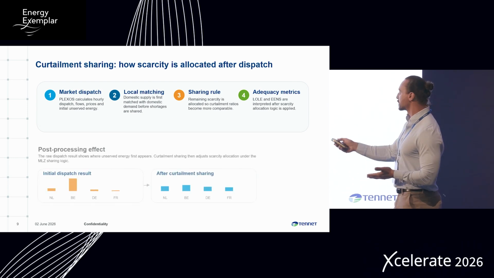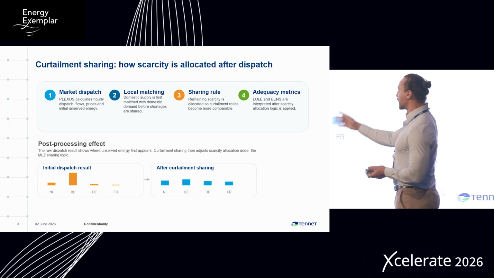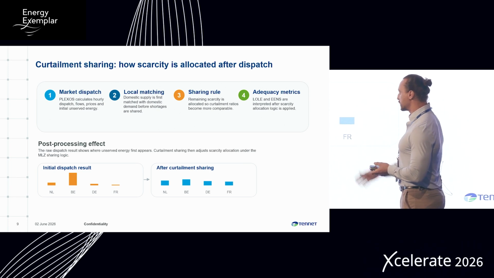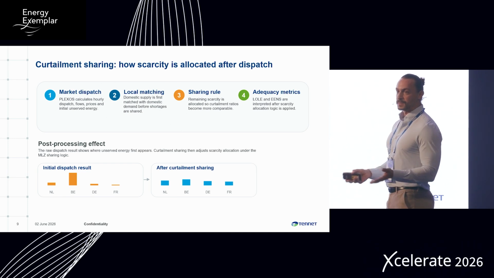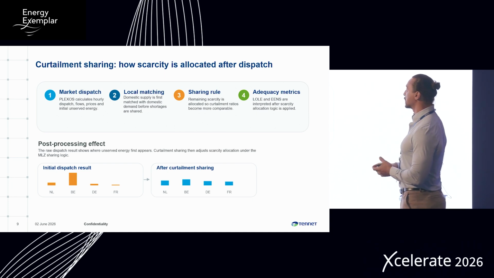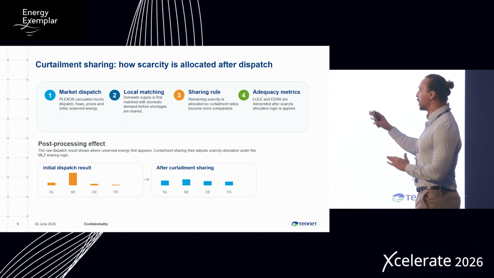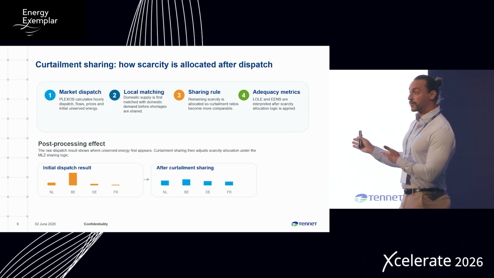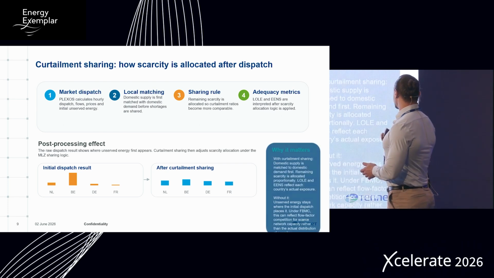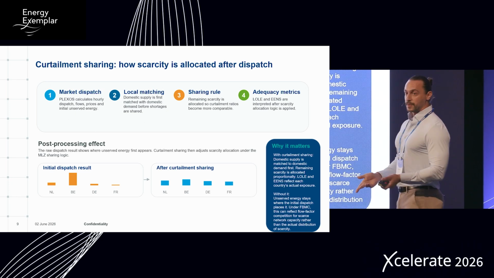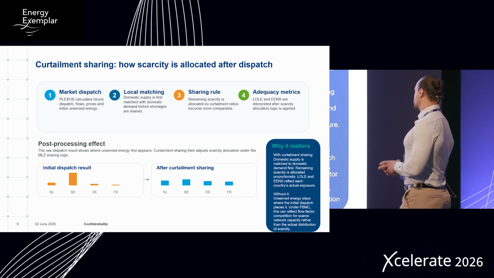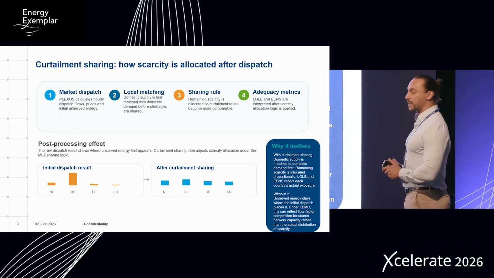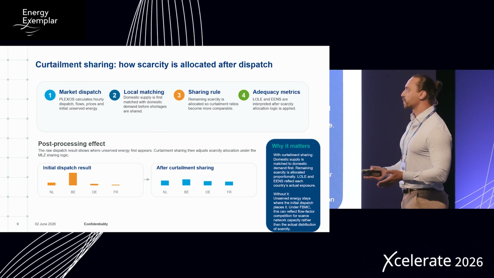unserved energy. As a simple example, before curtailment sharing, you might have this initial unserved energy in the Netherlands, Belgium, Germany, and France. You see that Belgium, for example, gets most of the unserved energy simply because it had a bad flow factor competition. But when we apply this market sharing rule, you try to equalize the unserved energy between the countries, and those will be the final results in the model. So with curtailment sharing, domestic supply is matched to domestic demand first, which is the local matching rule, and remaining scarcity is allocated proportionally, which means LOLE and ENS reflect each country's actual exposure to the limitation of imports.